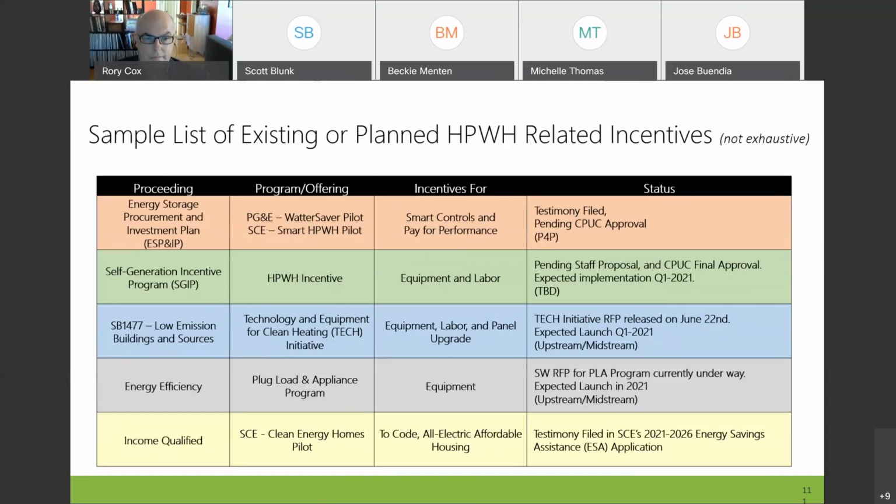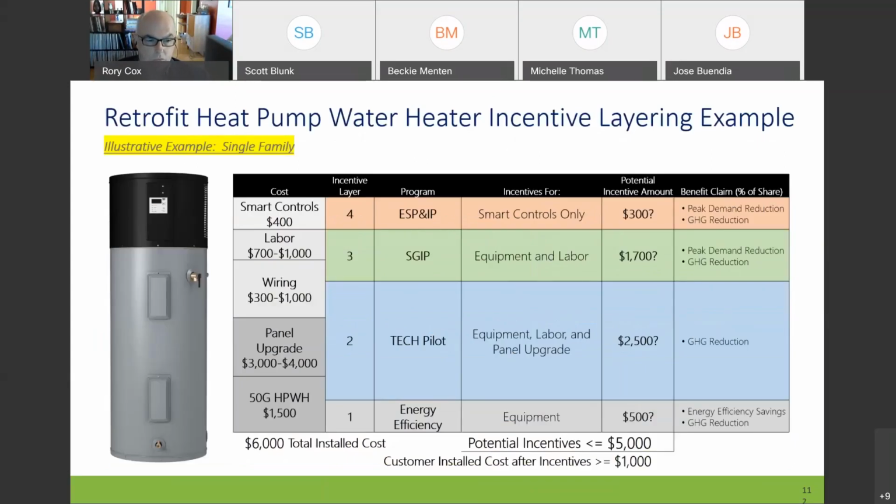Nate, next slide, please. So here's an example of what incentive layering could look like, and it's not as pretty or as illustrative as the cake that Scott showed in his example, but nonetheless, it goes to prove the same point. You have an example here where a heat pump water heater costs $6,000 to install, and again, that's equipment, panel, wiring, labor, and then adding the smart controls. How could we parse that out between the different programs? And again, utilizing some of the same programs that I touched on earlier.